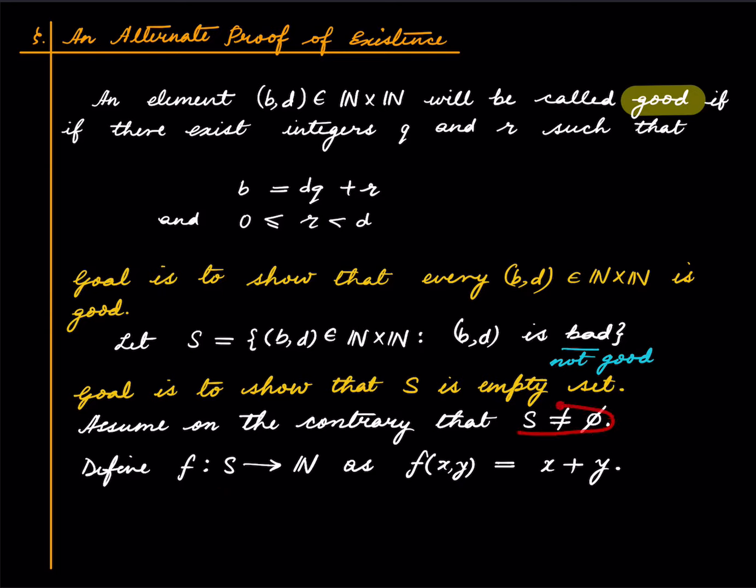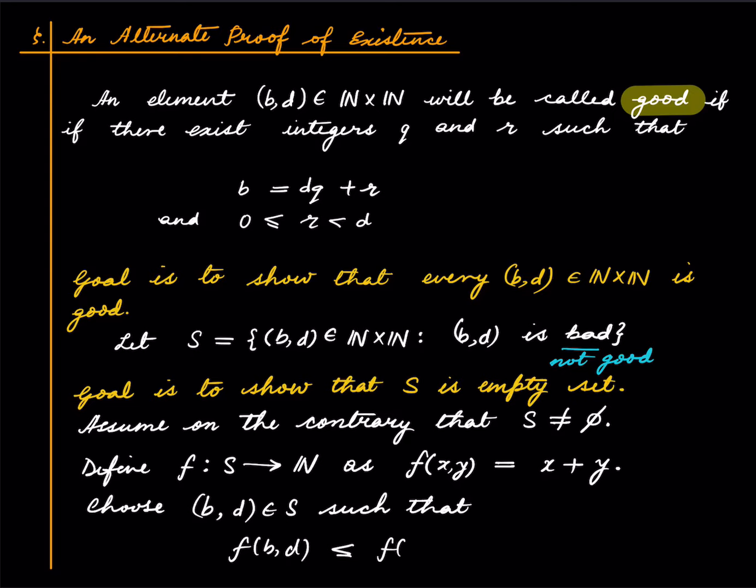So since we have assumed that S is non-empty, and by the problem that I stated at the beginning of the lecture, there is some element. So choose (b, d) in S such that f of (b, d) is less than or equal to f of (x, y) for all elements in S. So if you think of f as the size of something, what we have done is just pick the smallest bad thing. Just pick the smallest bad thing. Okay.